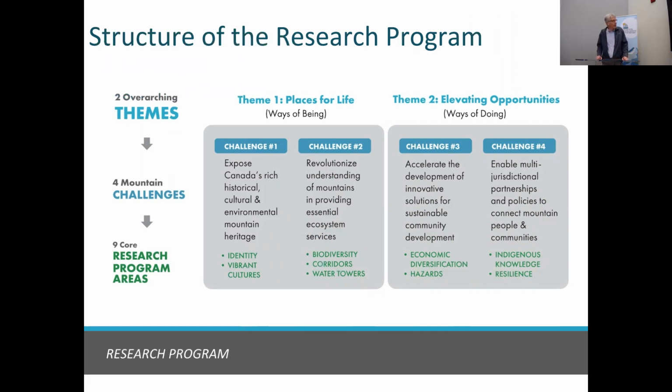But let me just say a few things, and Norma, you can jump in here as well, maybe in a second. In terms of the structure of the research program, themes. These are places for life or ways of being, and elevating opportunities and ways of doing. And within each of those two themes, we identified two challenge areas. And then out of that fell five research program areas. This is the initial structure of our application. We're not tied to this. In fact, we fully anticipate that it will evolve as the full application develops.